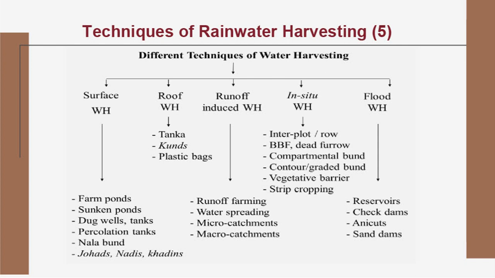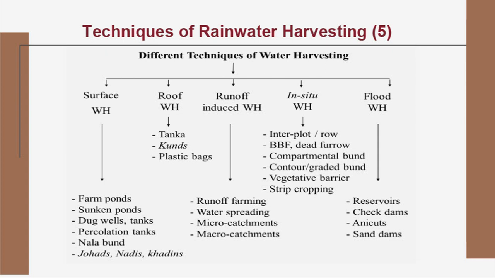Then roof water harvesting: tanka, kunds, plastic bags; there could be different options for roof water harvesting. Runoff induced water harvesting means you force the runoff. So here: runoff farming, water spreading, micro catchments and macro catchments. Micro catchment means a small area through which water drains into a common point. In situ water harvesting means within the plot, within the soil.